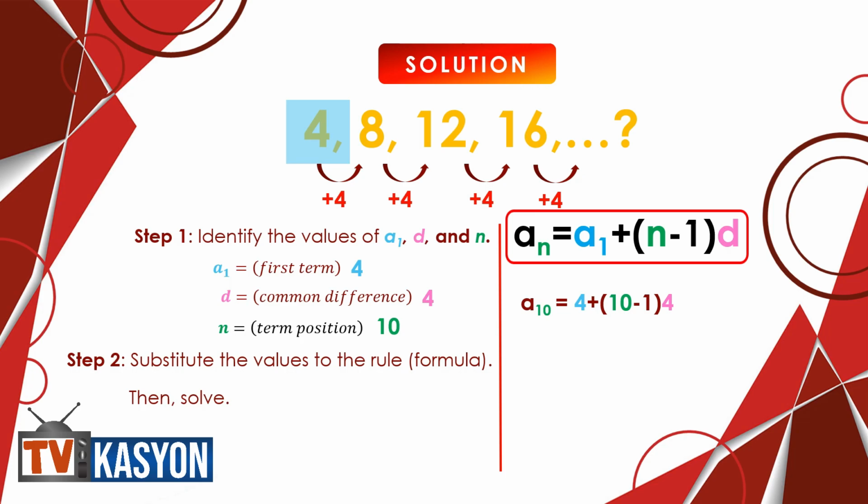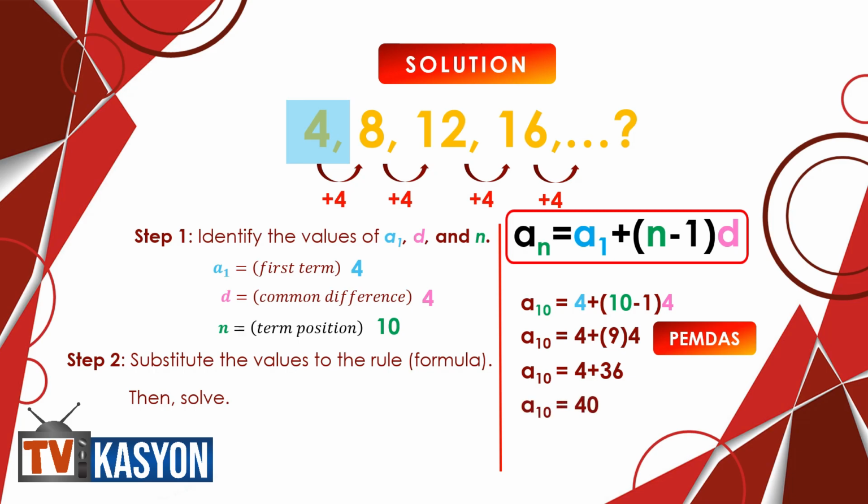With the values being plugged, remember that in any calculations, we follow a certain order of operations called PEMDAS. So, 10 minus 1 is 9. And with this, I get to write a sub 10 equals 4 plus 9 times 4. 9 times 4 is 36, and 4 plus 36 is 40. Thus, a sub 10 is equal to 40. Therefore, the 10th term of the given sequence is 40.